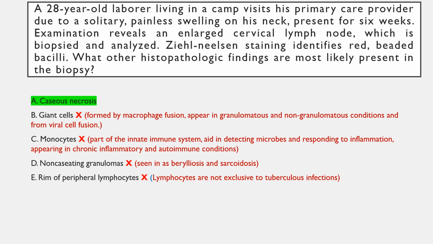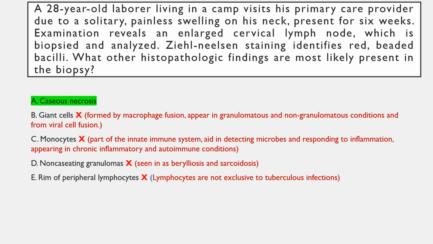Let's have a look at why the other options are incorrect. Option B is incorrect as giant cells result from fusion of macrophages and are seen in several granulomatous and non-granulomatous conditions. Giant cells also form from the fusion of virally infected cells, such as in patients with varicella.